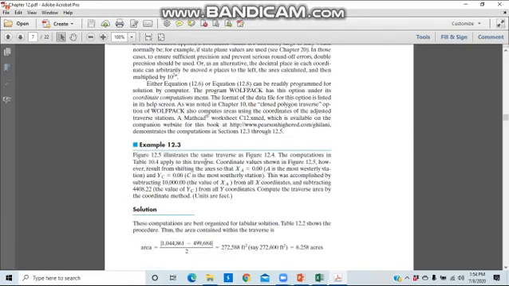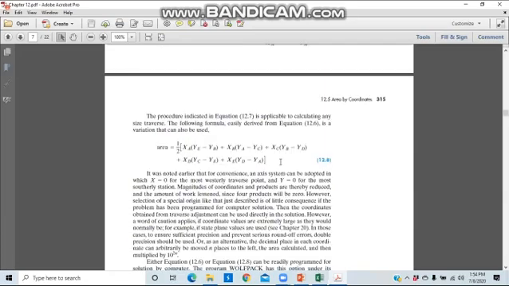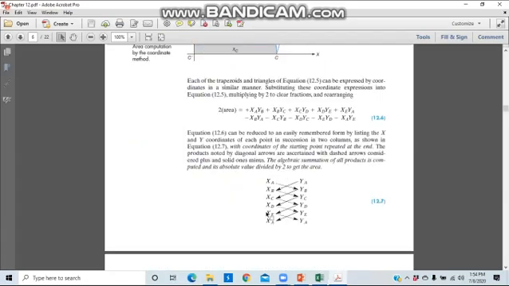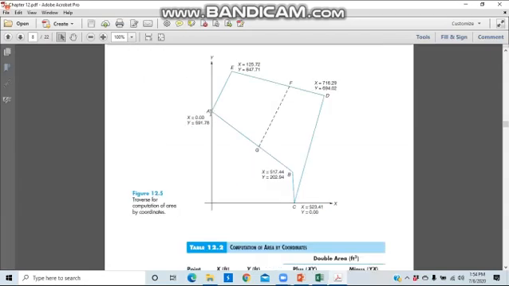Figure 12.5 illustrates the same traverse as figure 12.4. Let's see what is 12.5. This is 12.5. They have given us the coordinates. Point A coordinates, point B coordinates.